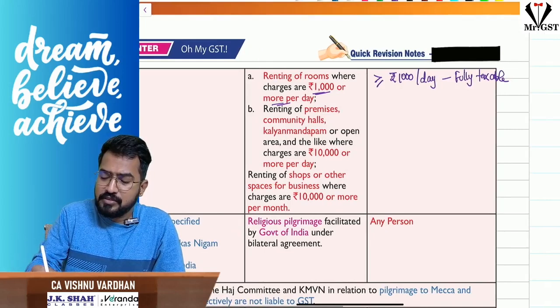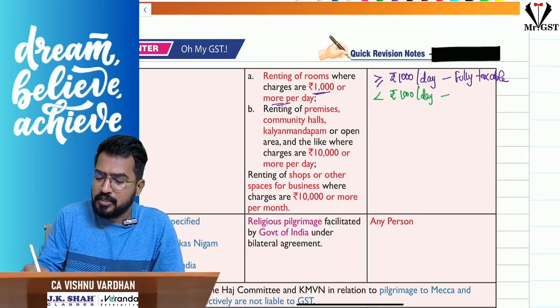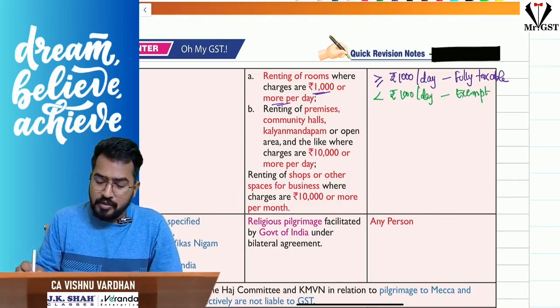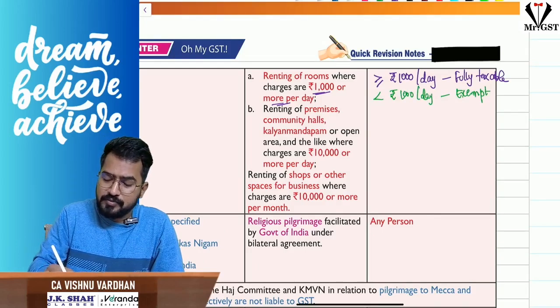But if it is less than rupees 1000 per day, it is exempt. This is with respect to rooms.